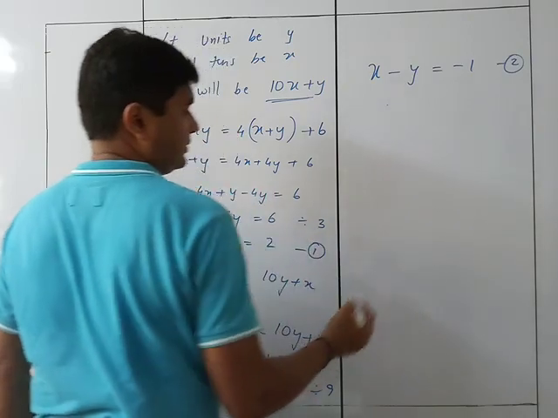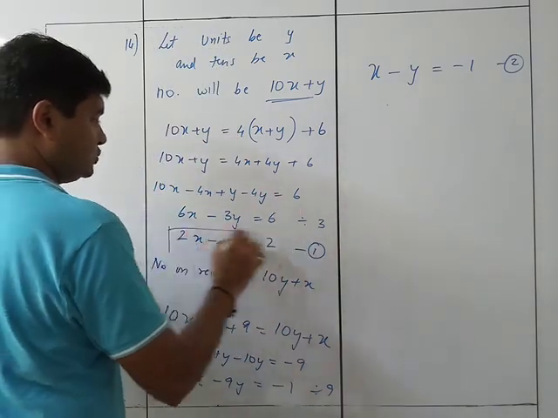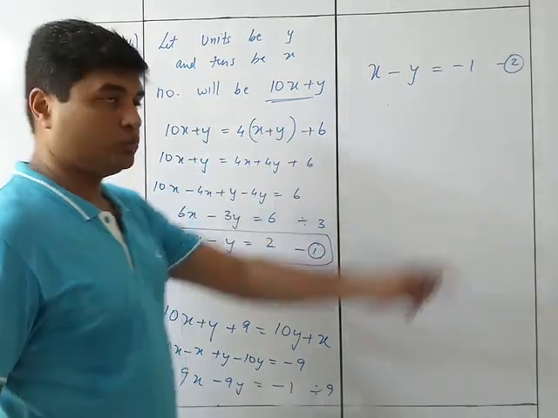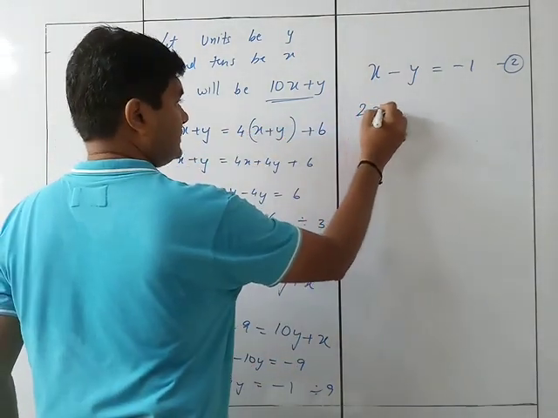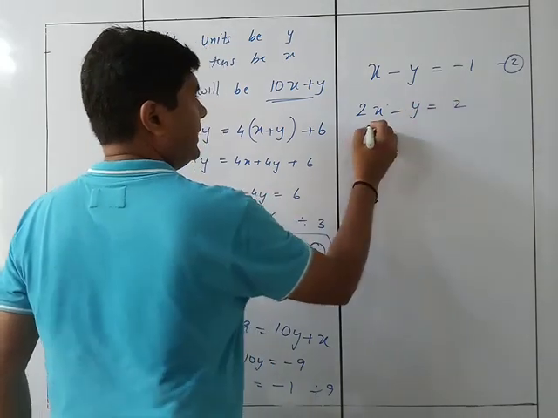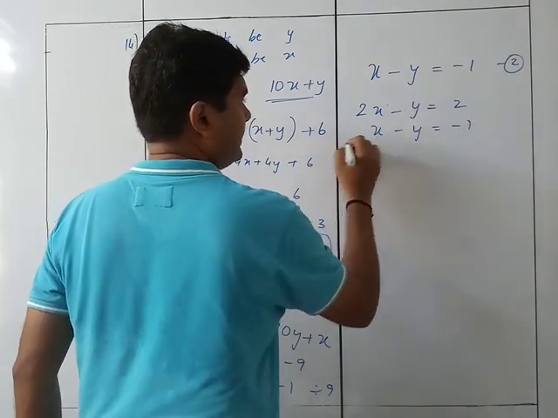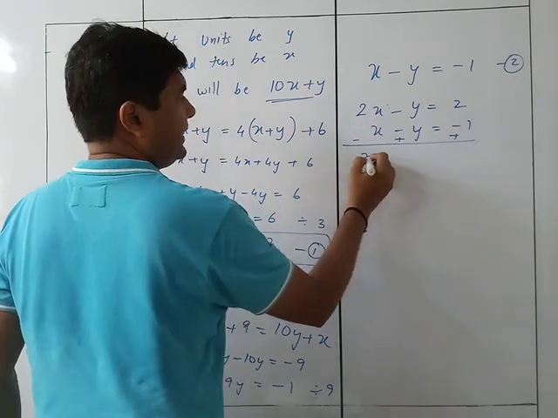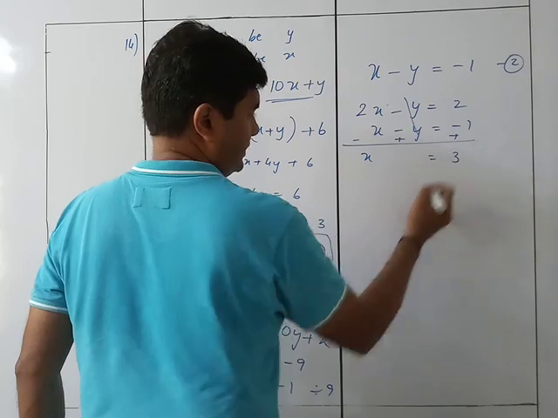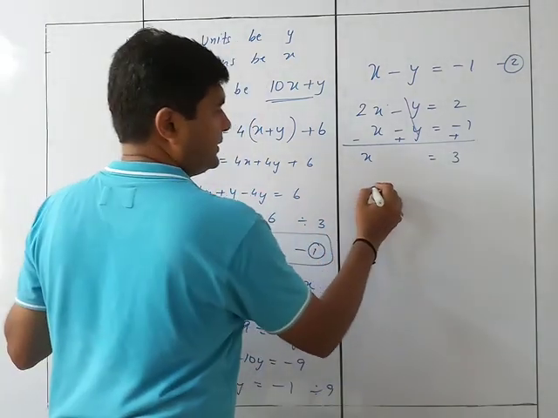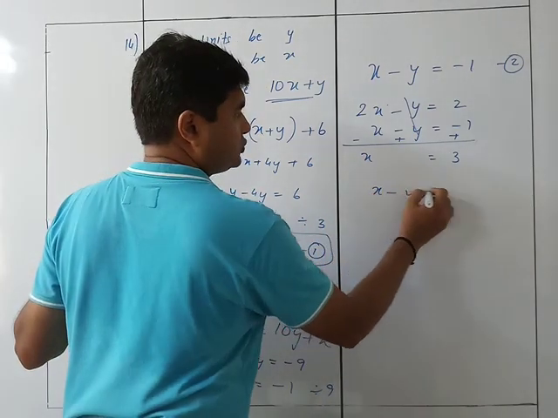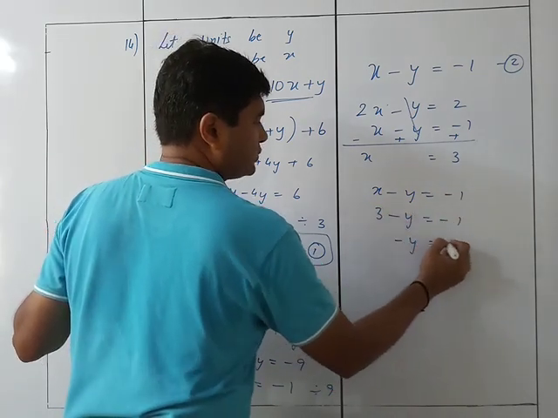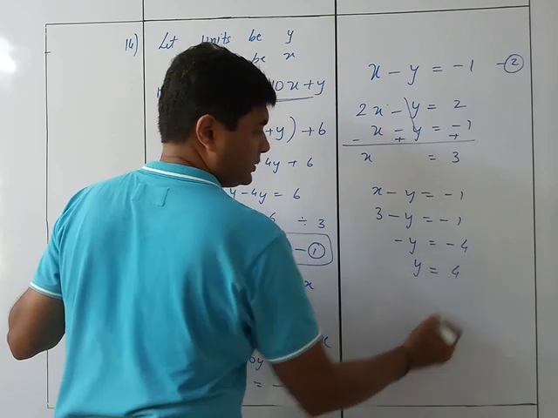It's my second equation. So the first equation over here was 2x minus y is equal to 2 and x minus y is equal to minus 1. Hence we have 2x minus y is equal to 2, x minus y is equal to minus 1. On solving, we get x is equal to 3. Now you know that x minus y is equal to minus 1. So 3 minus y is equal to minus 1. Minus y is equal to minus 4. y is equal to 4.